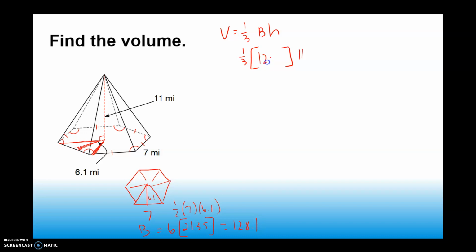So this is 128.1. And now I do 128.1 as my big B times H divided by 3. All this into the calculator, and my volume is equal to 469.7.